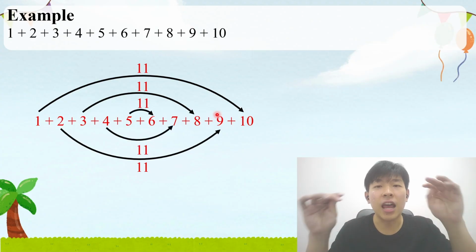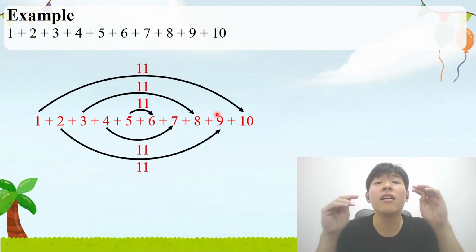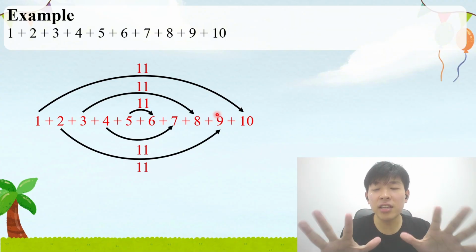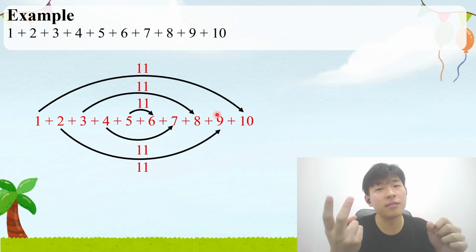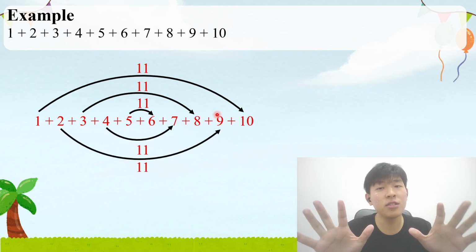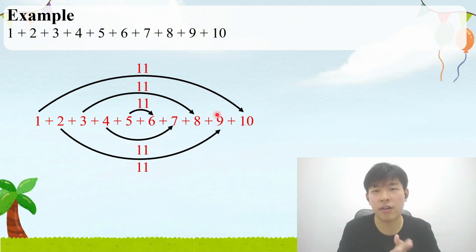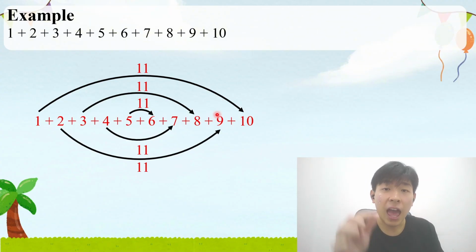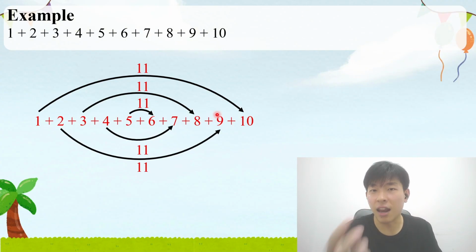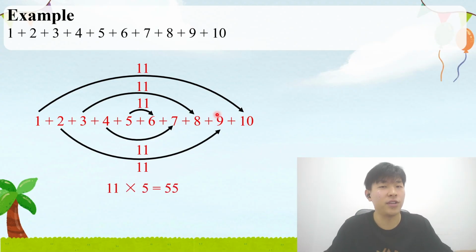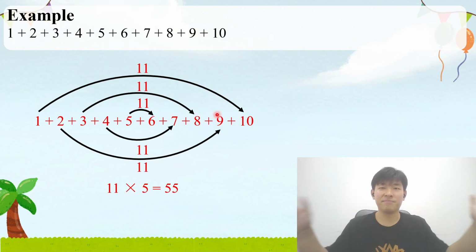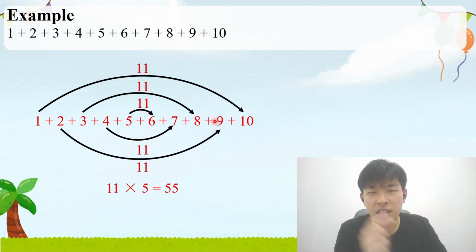So here, there is 1 to 10. So there are 10 numbers. Every time I pair 1 and 10, the first and the last number, I'm pairing 2 numbers together. So I have 10 numbers, so there will be 5 pairs. Very nice. And every pair has the same sum, which is 11. So there's 5 pairs of 11. So 11 times 5, which is 55. Done.